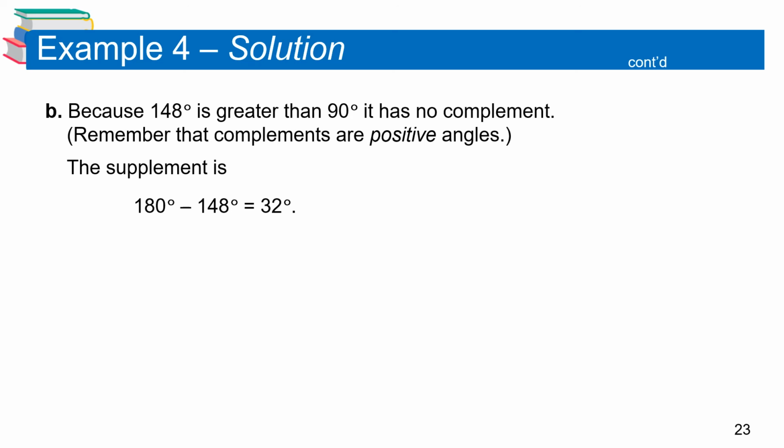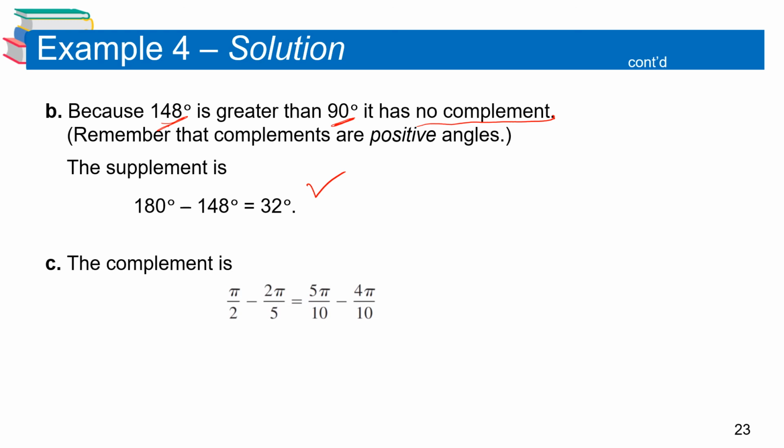Now let us find the complement and supplement for 148 degrees. This 148 is greater than 90, so there is no point in subtracting 90 minus 148, because it will not be positive, it will be negative. Complements and supplements are always positive, so it has no complement. But you can find the supplement by subtracting from 180. 32 degrees will be your supplement.